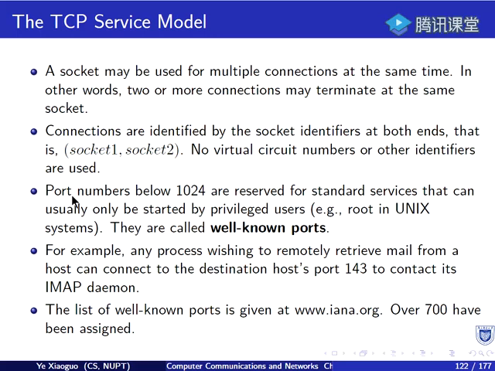Port numbers below 1024 are reserved for standard services that can usually only be started by privileged users, for example, root in a Unix system. They are called well-known ports. So well-known ports are usually for system processes, and they are below 1024. For example, any process wishing to remotely retrieve mail from a host can connect to the destination host port number 143 to contact its IMAP daemon of a mail server.